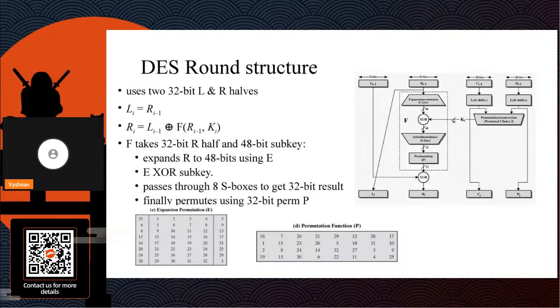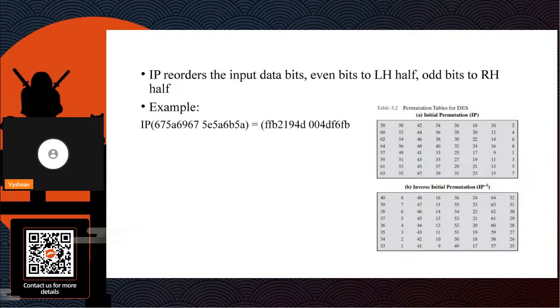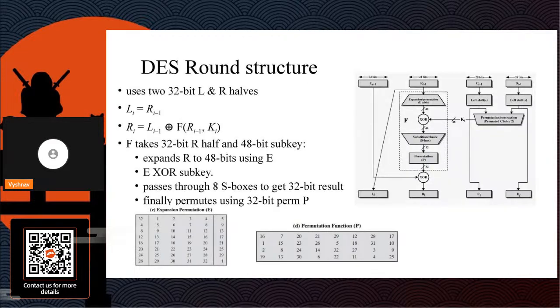So this is the DES round structure. One round of DES consists of this whole process. In the DES round structure, the input data is 64 bits, and after this initial permutation, we get one left half and one right half. So the left half is here and the right half is here.